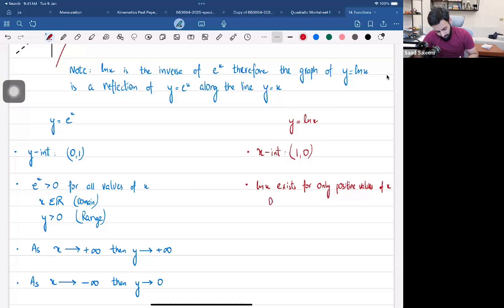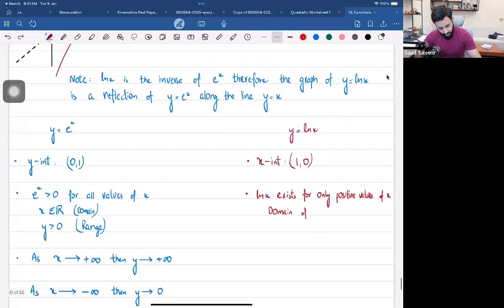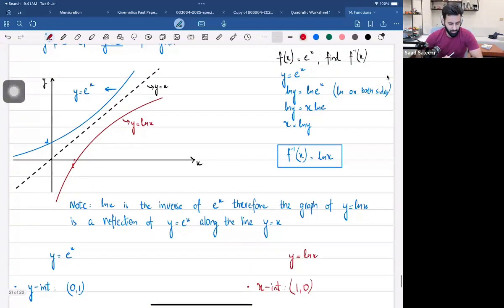Now, what is the domain of ln x? You can see that the domain is x is greater than 0. So let's write that down. The domain is x is greater than 0. What about the range? What do you think is the range of ln x?